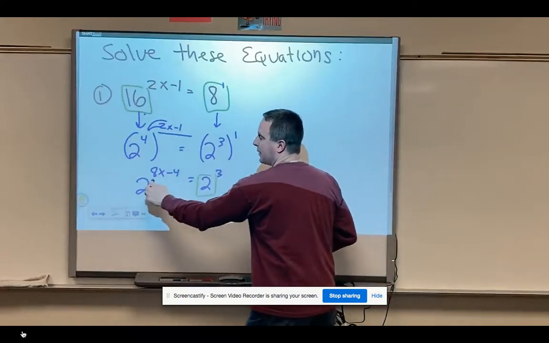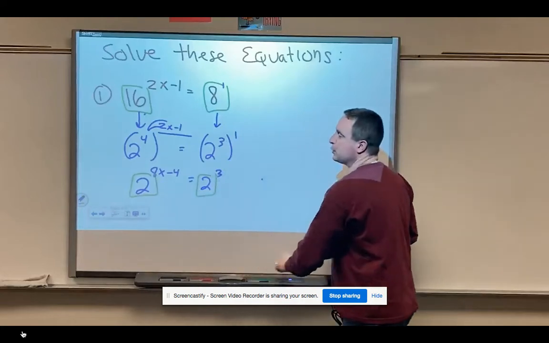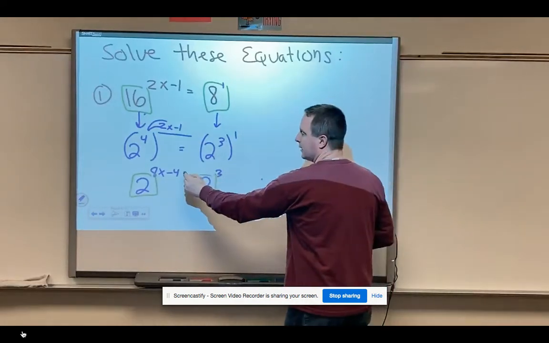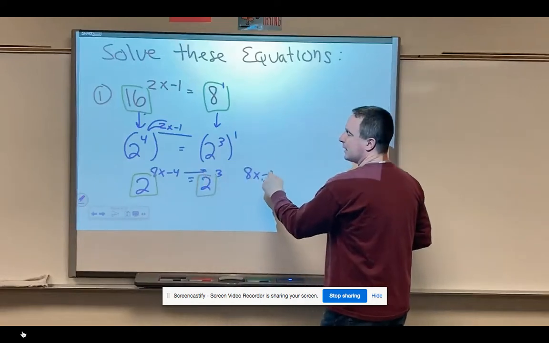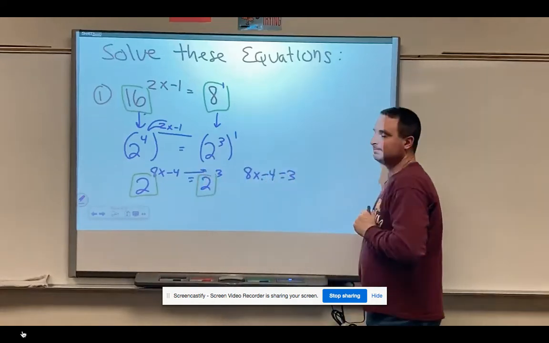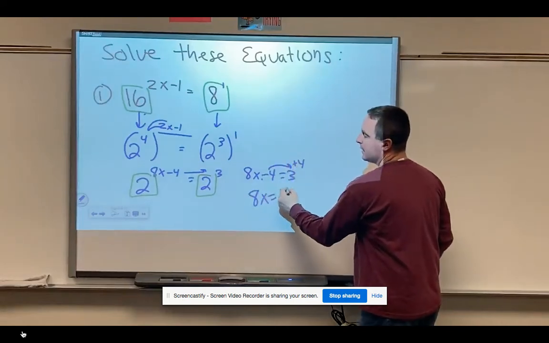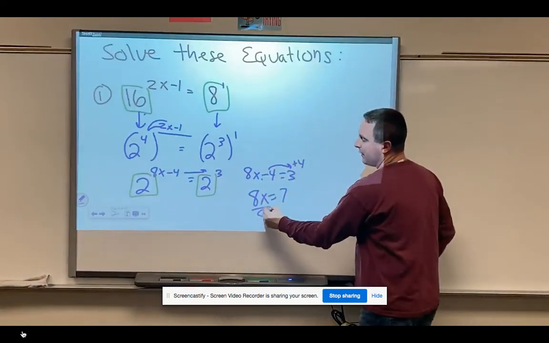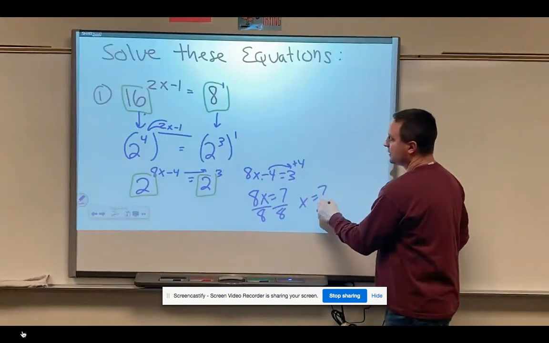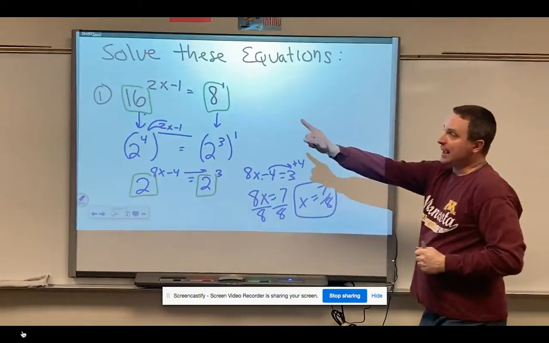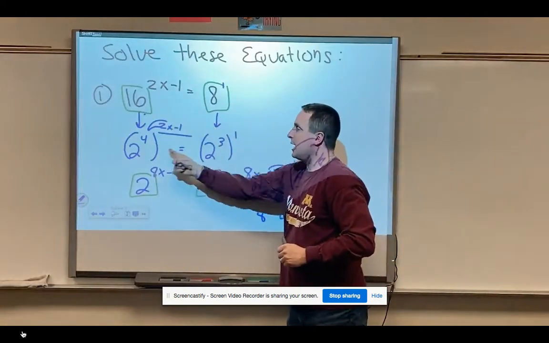Now when I look at these, they both have a base of 2. And when the bases are the same, I can set the exponents equal to each other. So I can say that 8x minus 4 is equal to 3. And if I solve it, if I add 4, it's equal to 7, and divide by 8, x is 7/8. Okay, now this one, I actually had to change both of the numbers into a common base.